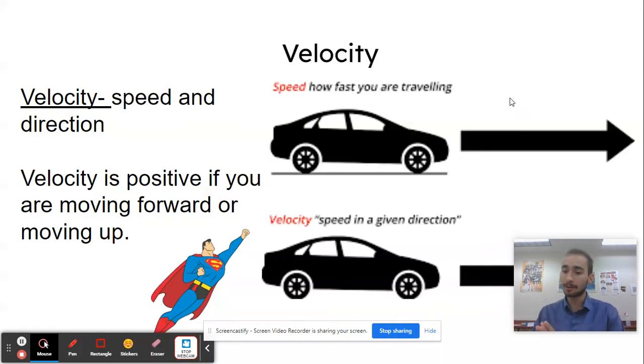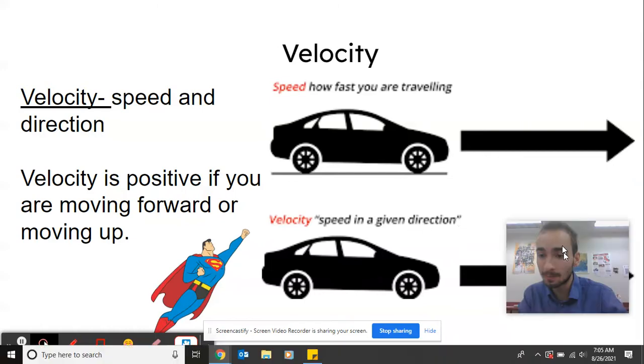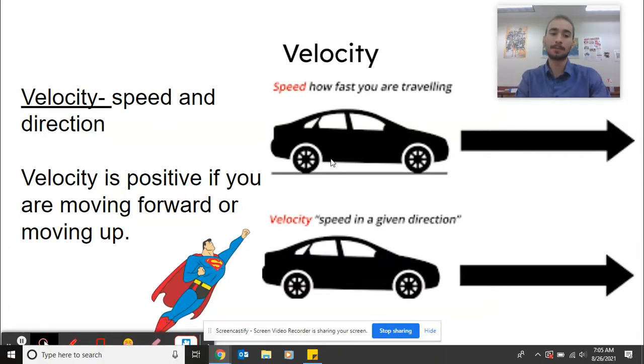So today we're going to learn about velocity. On the left side, could you write that velocity means speed and direction? So speed is how fast you're going, but velocity is a little bit extra. The extra part is that velocity in this case would be speed and it's going forward.